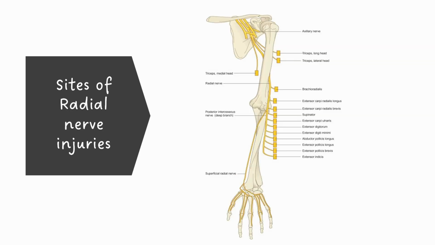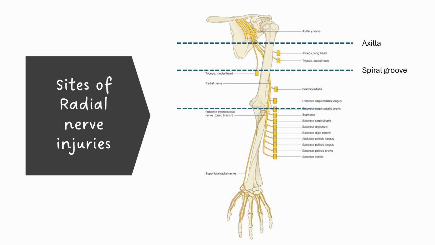Let's now look at the sites of radial nerve injuries. So the radial nerve may be injured at three sites: in the axilla, in the spiral groove, and at the elbow.